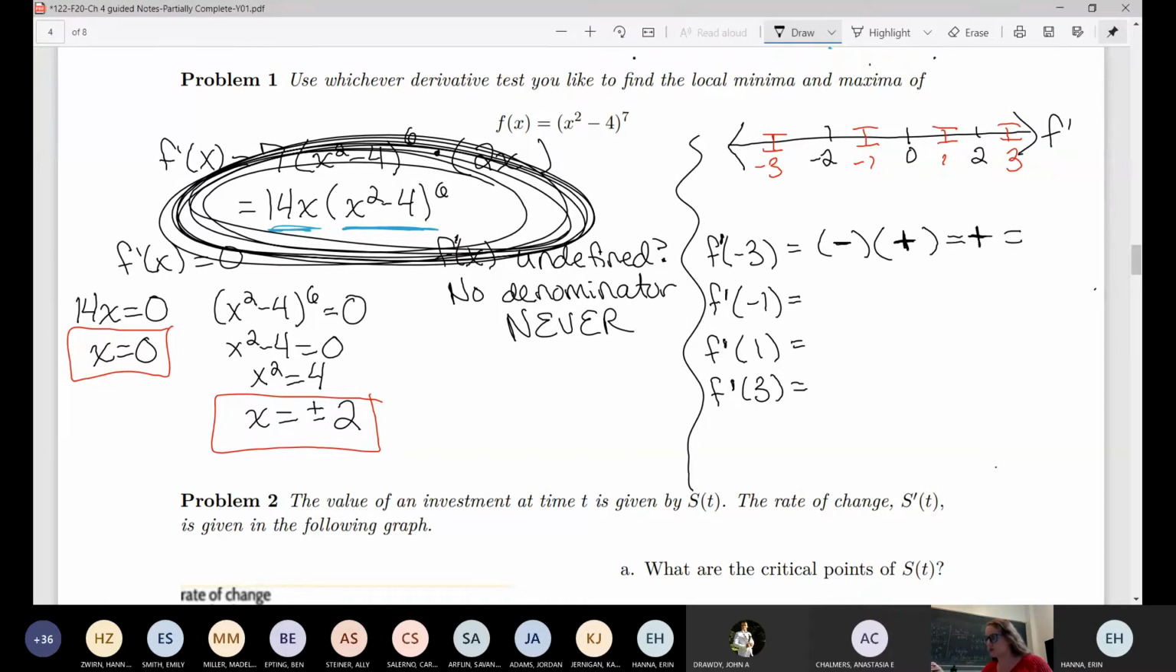If you don't like that shortcut way, or if you can't figure it out by the time you need to, what you can do is just figure out what the number is. Plug in negative 3 to that derivative, and what's the number? Oh my God, a negative times a positive is a negative. Sorry. So this ends up being a negative number.